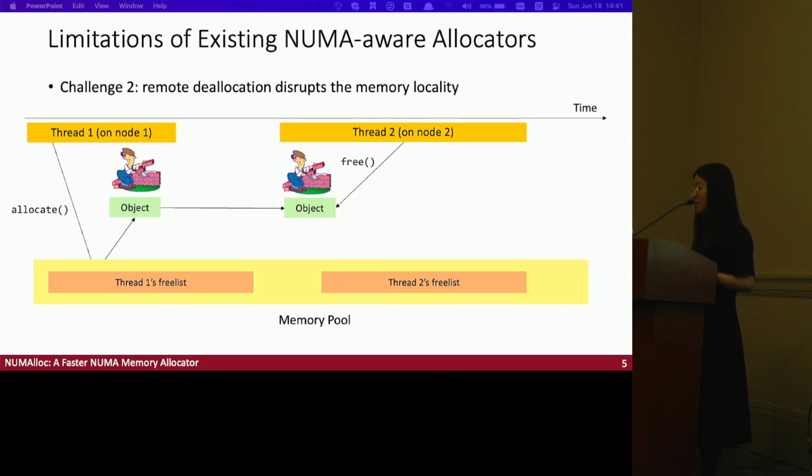Existing allocators typically place this object on the deallocating thread's free list. In this case, it's thread 2's free list. However, thread 2 is running on node 2, which differs from the location where the object was located. So there is a mismatch here. If thread 2 wants to allocate something in the future, it may utilize this object, resulting in many remote accesses.